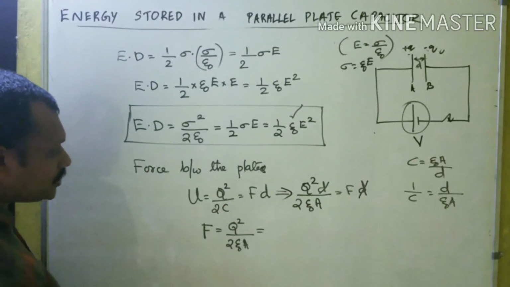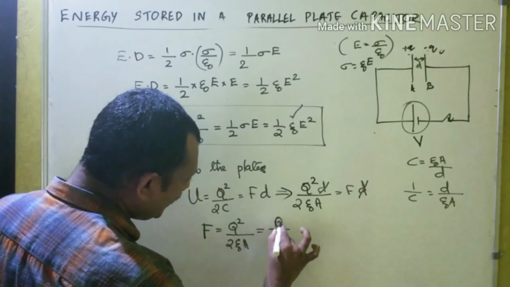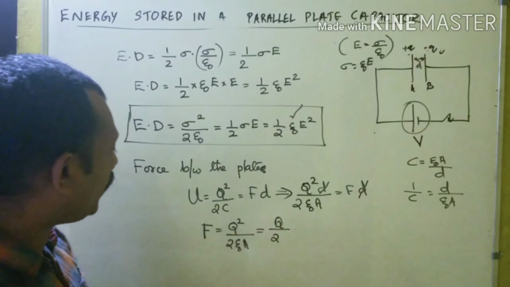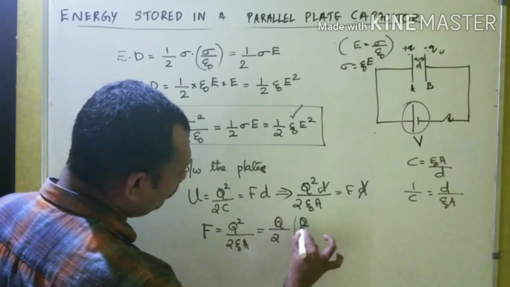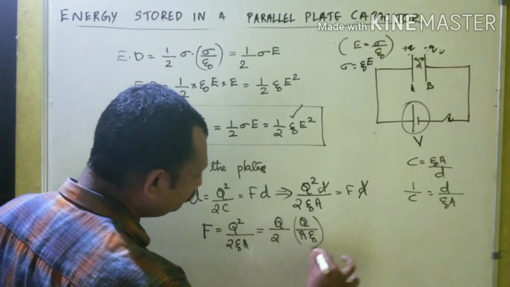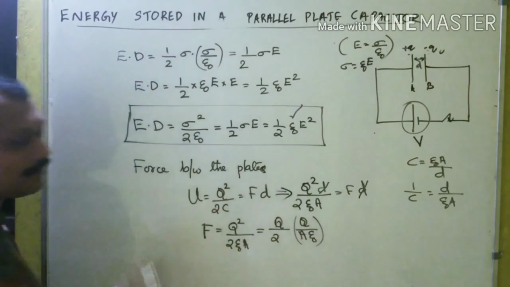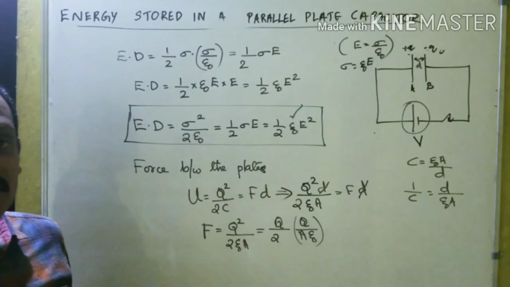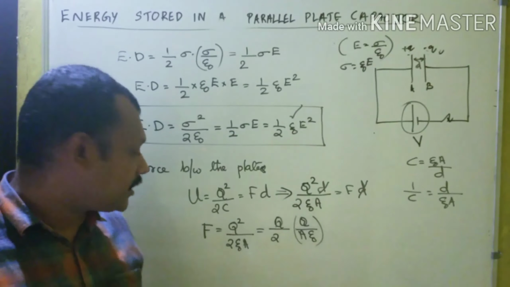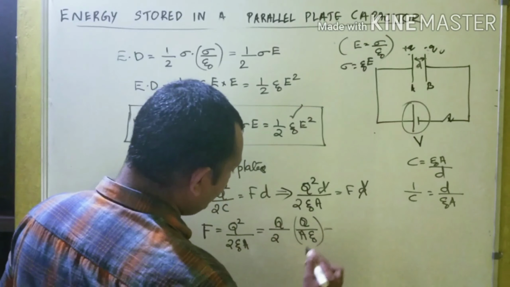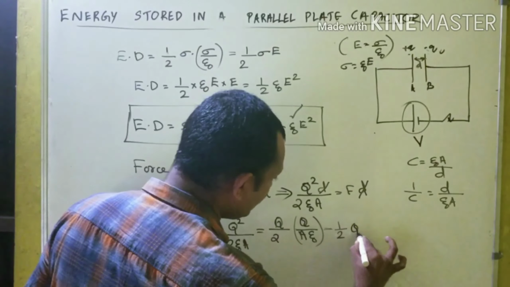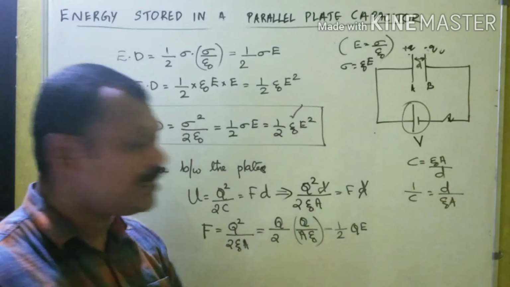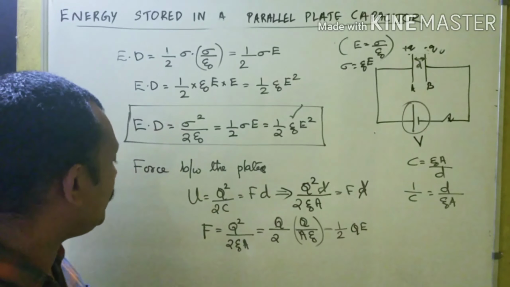This can also be written as Q by 2 epsilon 0 into Q by 2 into Q divided by A epsilon 0. What is Q by A? Sigma. What is sigma by epsilon 0? Electric field between the plates of the capacitor. That means your answer will be half QE. This is another relation for the force between the plates of a parallel plate capacitor. Half QE, force between the plates of a parallel plate capacitor.